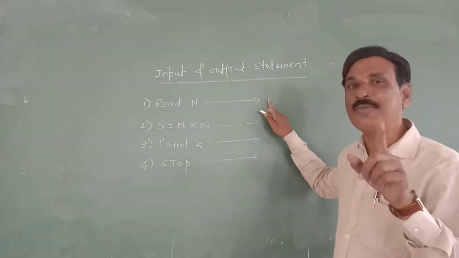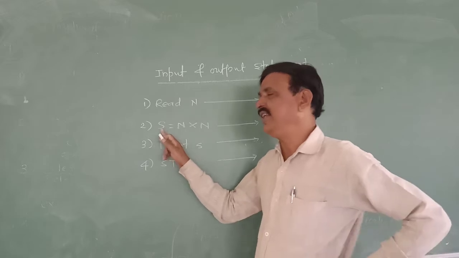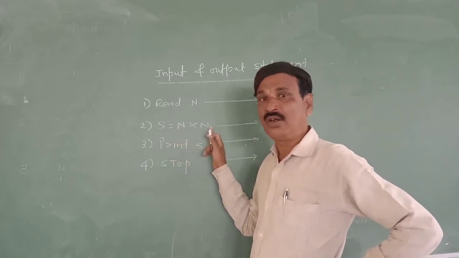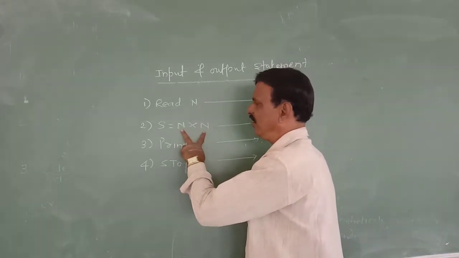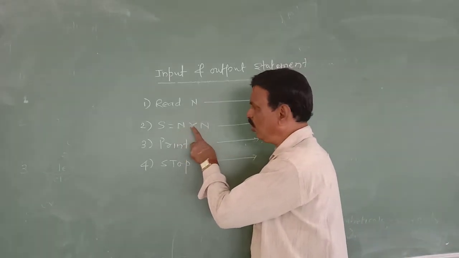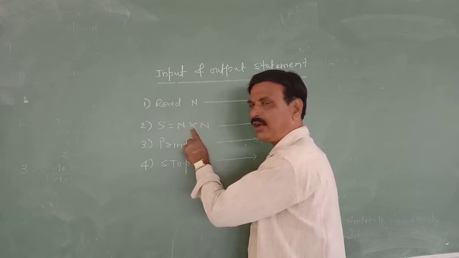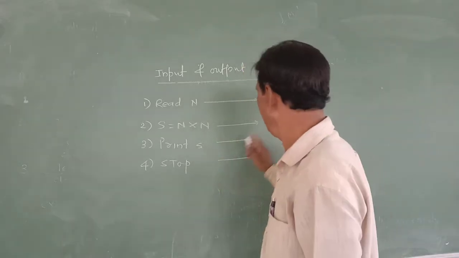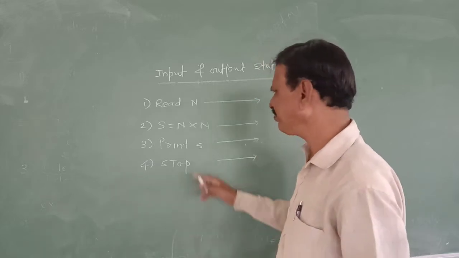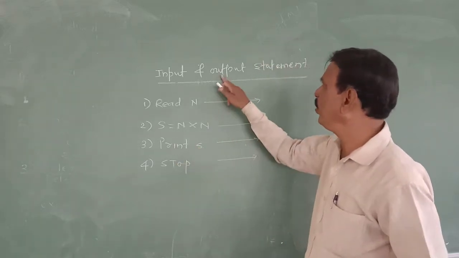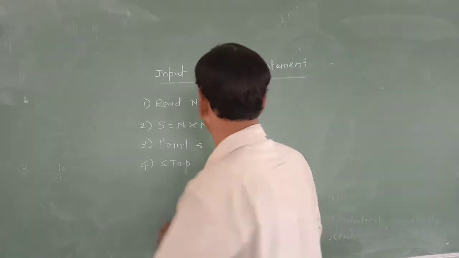We have to write this in C++. That is called the input statement of C++. Then there is an expression, s is equal to n into n. An expression consists of two things, operators and operands. Here is the operator, the multiplication operator. Here we must know the operator of C++ for multiplication. Then print, what is the output statement in C++, and then how to stop.